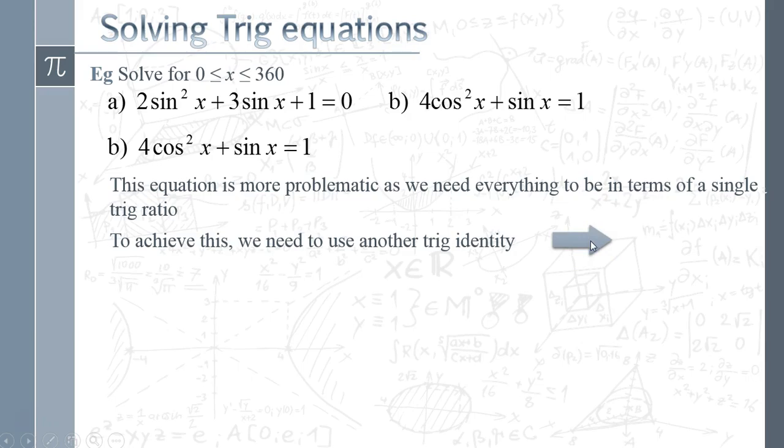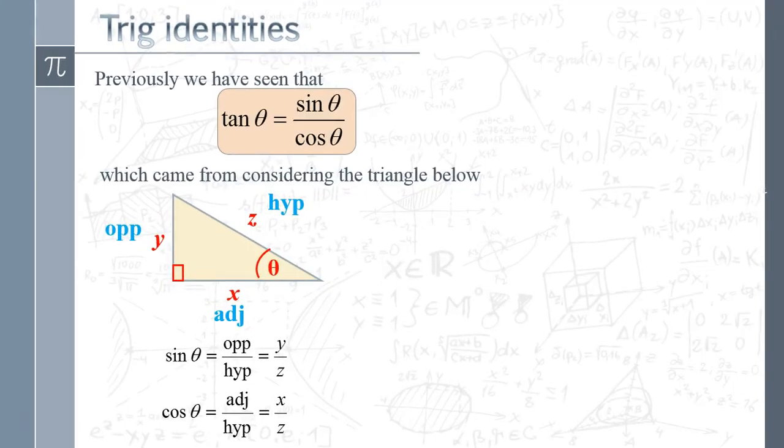Okay, so when the slide goes, there we go. Right. So we had previously tan theta is sine theta over cos theta, and that came from looking at that triangle there. And I'll just put under there that we can see that sine theta is opposite over hypotenuse, y over z, cos theta adjacent over hypotenuse, x over z, same setup as before.